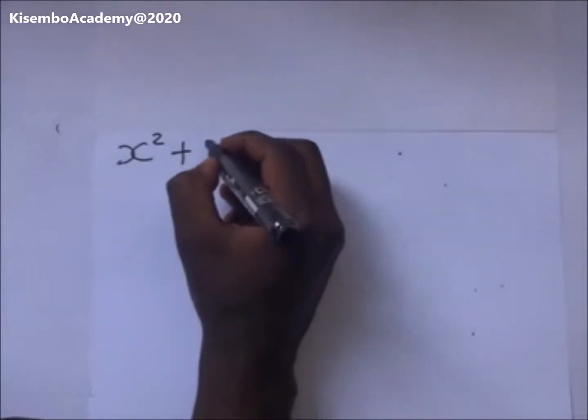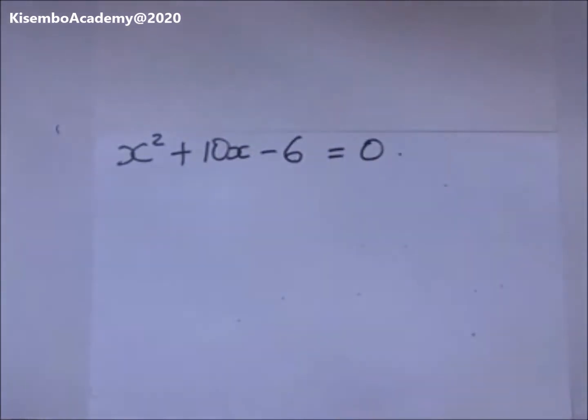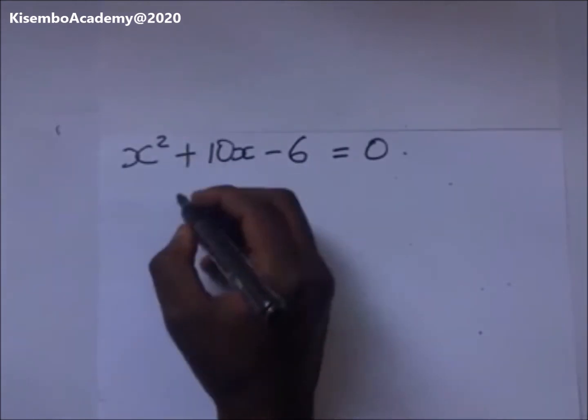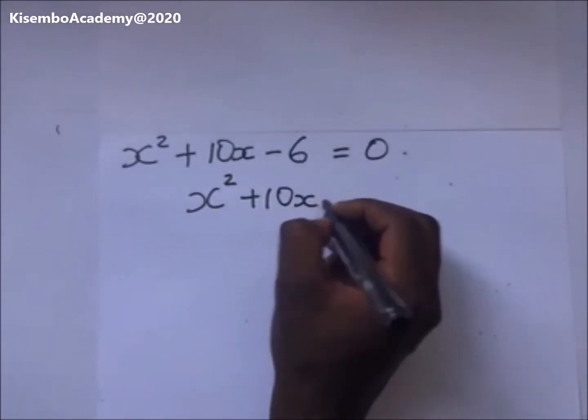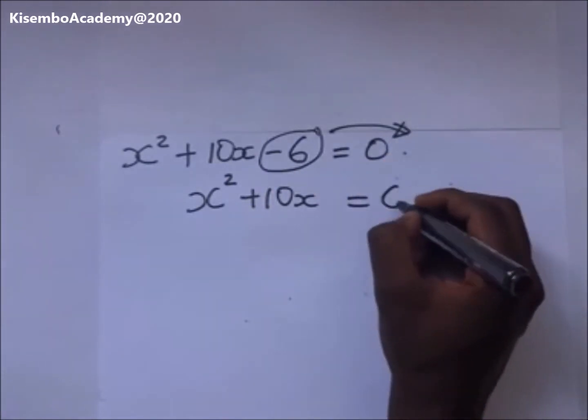x squared plus 10x minus 6 is equal to 0. Now we're meant to solve that number using completing squares. I'm going to use the shortcut. So this is going to become x squared plus 10x is going to be equal to 6. This 6 moves this side, it becomes positive 6.